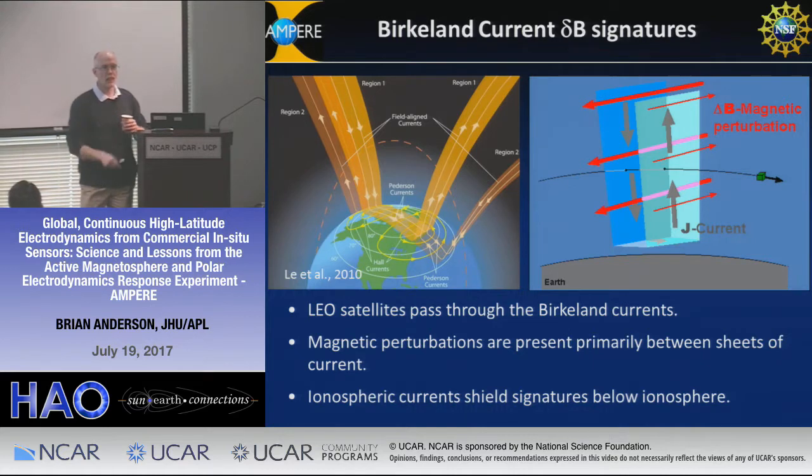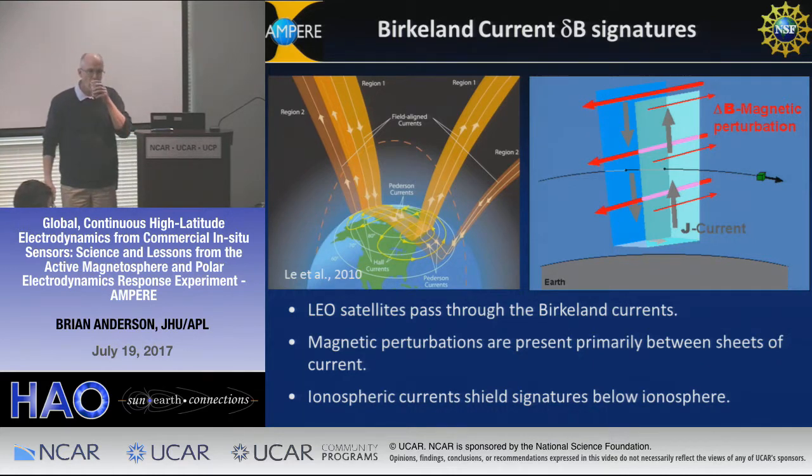Yes? So what's the relative position of the gap between region 1 and region 2 and the aurora? The primary discrete precipitation, which is the downgoing electrons, which create the brightest aurora, are co-located with upward currents. So they will be located in the upward region 2 currents in the morning and the downward region 1 currents in the evening.